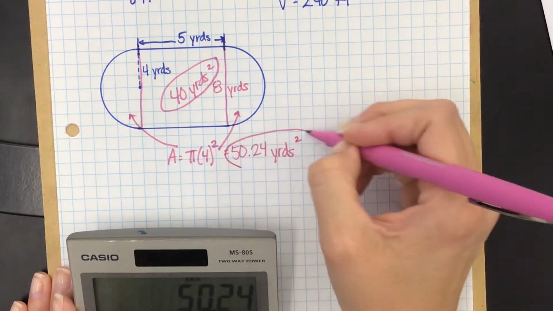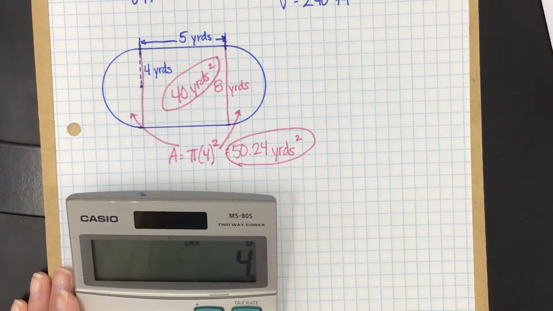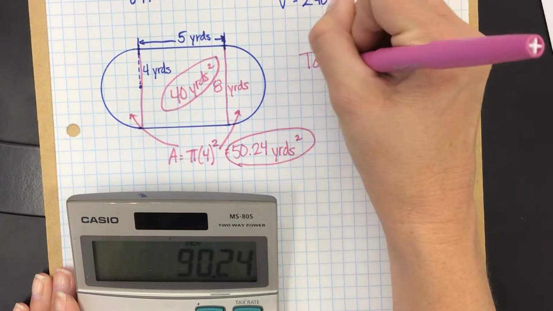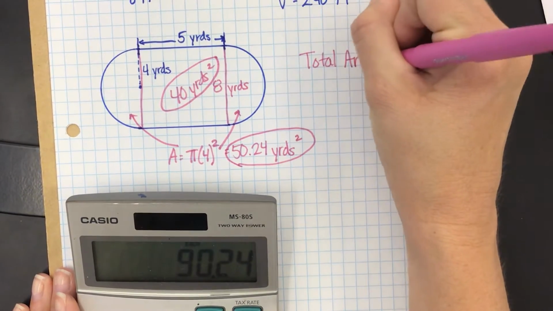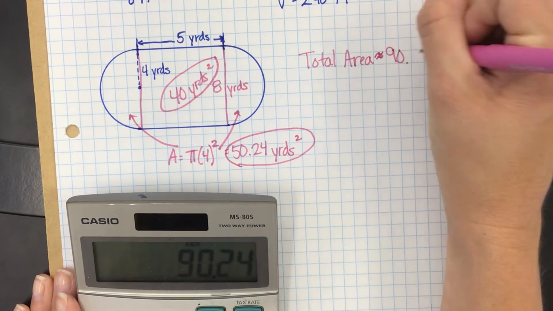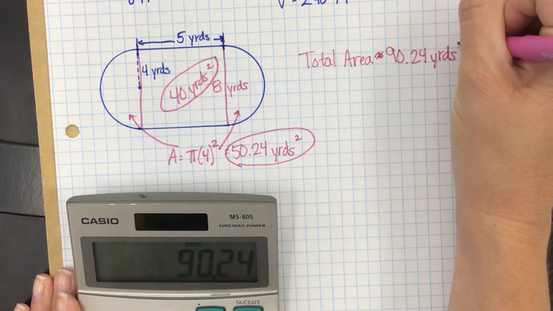Now I can add these two up to find the total area. So total area is approximately, because we have a circle, 90.24 yards squared.